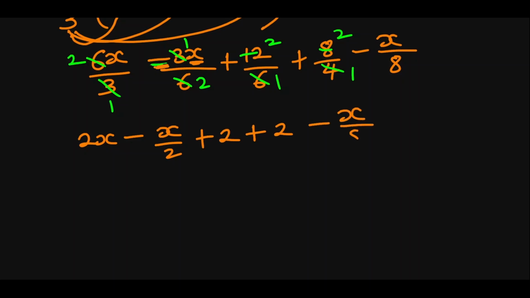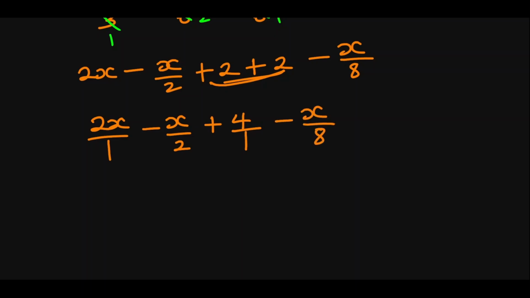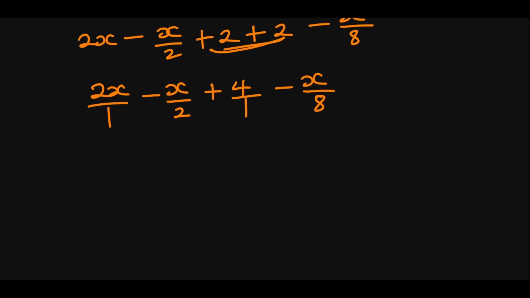minus x over 8. So this is the same thing as 2x over 1. I'm trying to make it a fraction to match up with other fractions so it will be easy to solve. Minus x over 2 plus 4, that is 2 plus 2 is 4, over 1, we make the 4 over 1 as well to make it easy to solve. Then minus x over 8. Now we have all of them looking like fractions. Now to solve it, we'll get the LCM again. LCM has to be 8 because 8 is a multiple of all of them, 1, 2, and 8.